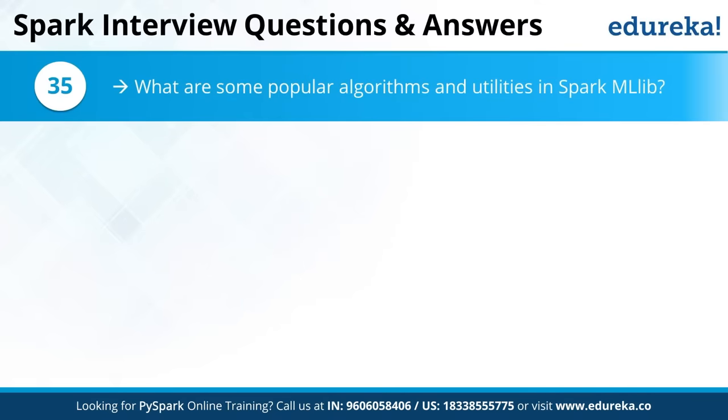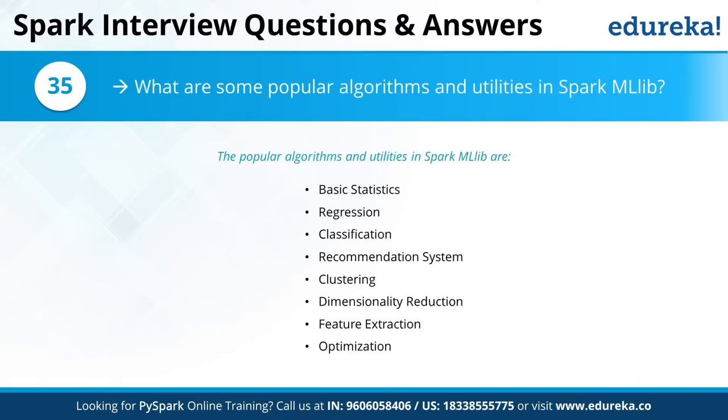What are some popular algorithms and utilities in Spark MLlib? These are some popular algorithms: regression, classification, basic statistics, recommendation systems. The recommendation system is well implemented. All we have to do is give the data. If you give the ratings and products within an organization, if you have the complete dump, we can build the recommendation system in no time. And if you give any user, it can give a recommendation: these are the products the user may like, and those products can be displayed in the search result. The recommendation system purely works on the basis of the feedback that we provided for the earlier products that we had bought. Clustering, dimensionality reduction.